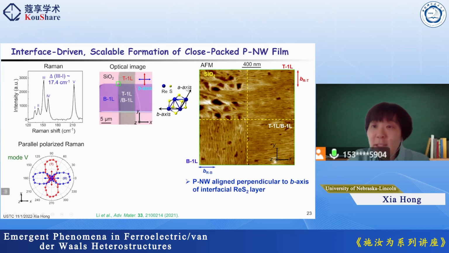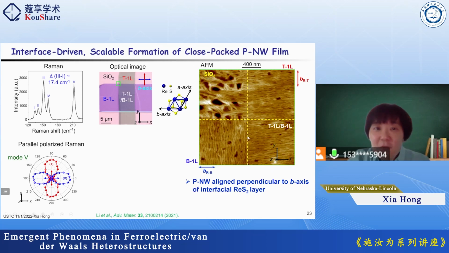You can see that for the region that has only one layer of rhenium disulfide, the orientation of the nanowire is always perpendicular to the B-axis of rhenium disulfide. This orientation slightly extends to silicon dioxide, and they compete with each other, forming bundles. Eventually, when it's far away from rhenium disulfide, it becomes randomly oriented, as on silicon dioxide.